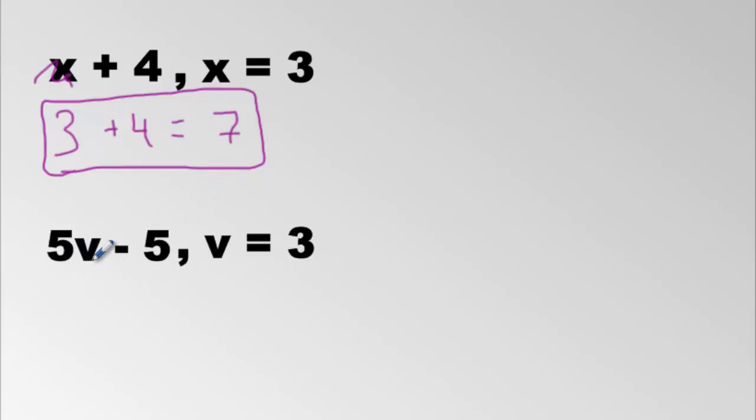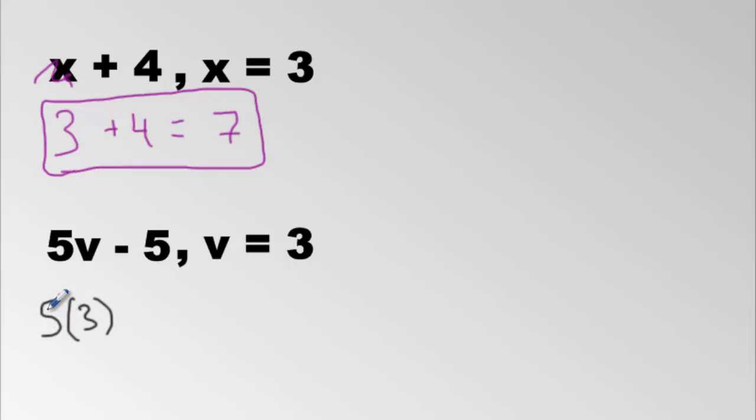Here we have 5v minus 5, and we have a comma, so some news is coming up. It's separate. v is equal to 3, so I need to substitute that in. So what I will do is I will go in here, I will write 5. I will substitute the v with the 3. Do you know why I put brackets? Because I have to multiply them.